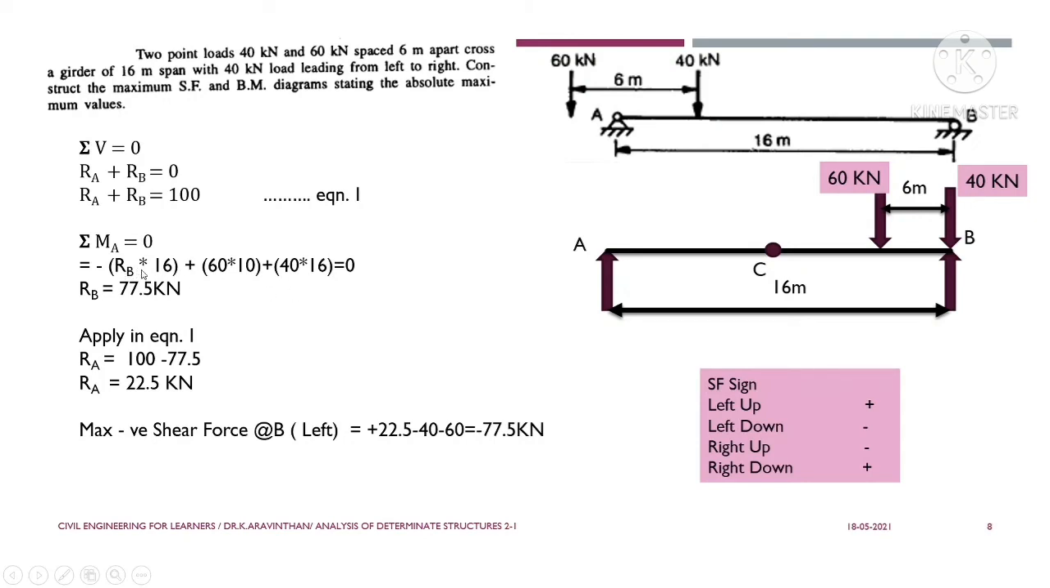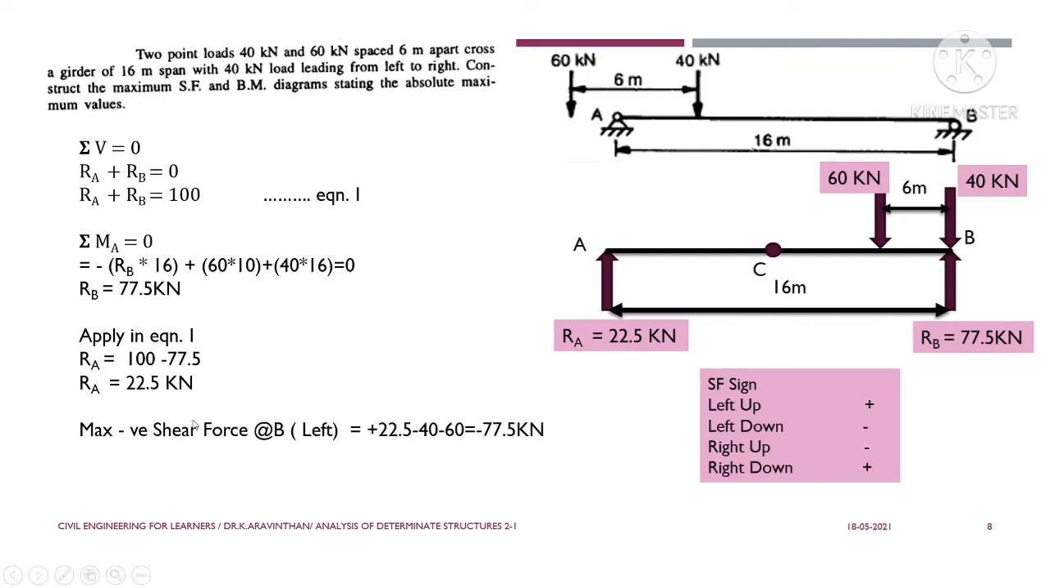Now find RB by taking it outside, and after simplification I will be getting RB 77.5 kilonewton. Now I know RB is 77.5 kilonewton, and if I subtract it from the total load, that is 100 minus 77.5, I will be getting 22.5 kilonewton. Okay, this is my reaction.